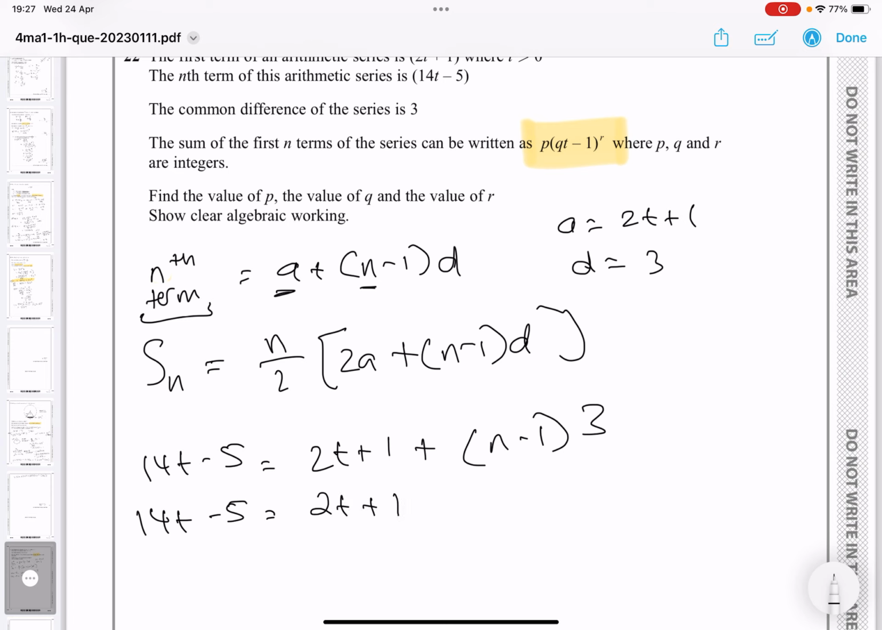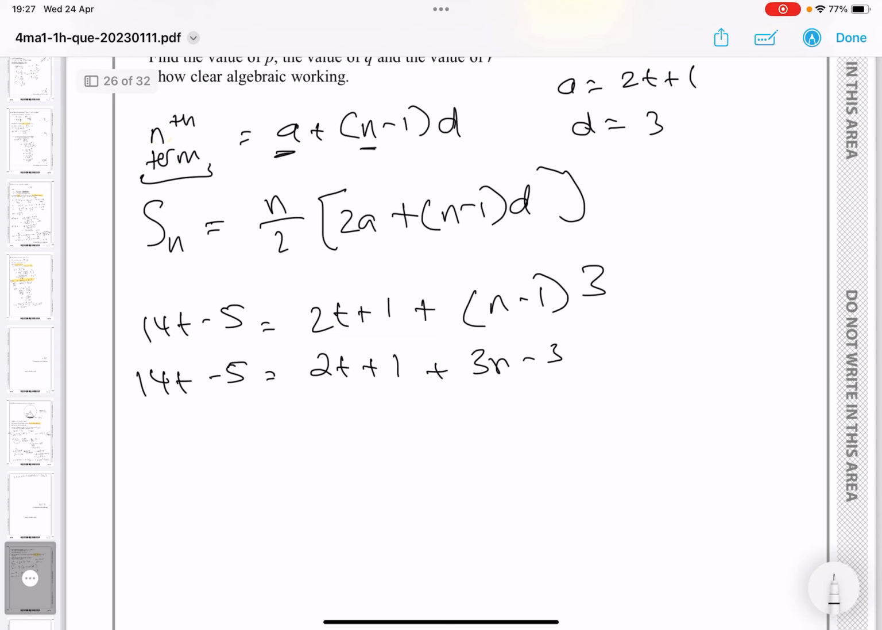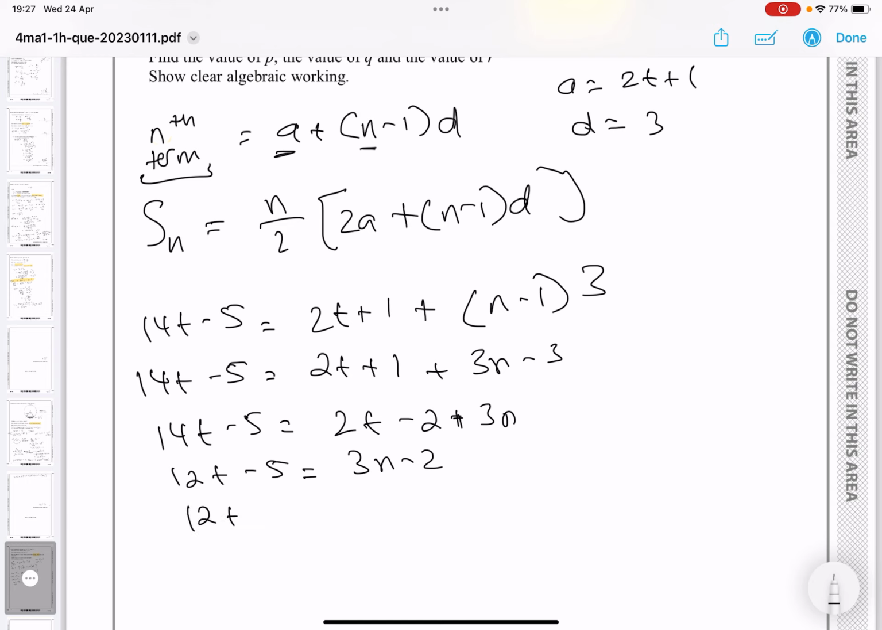2t plus 1, and I'm going to expand this, plus 3n minus 3. So we need to work out n. 14t minus 5 equals 2t, 1 minus 3 is minus 2, plus 3n. Now subtract 2t from both sides: 12t minus 5 equals 3n minus 2, and add 2 to both sides: 12t minus 3 equals 3n, and then divide by 3 on both sides. n equals 4t minus 1.